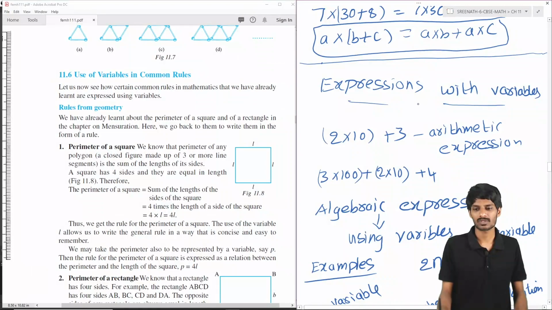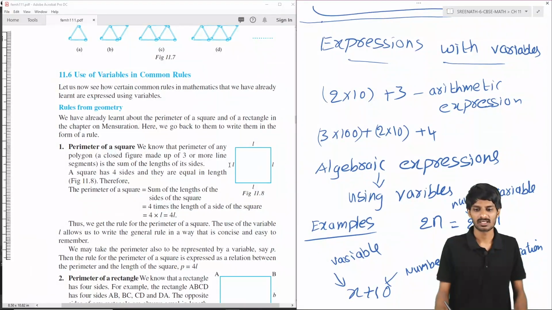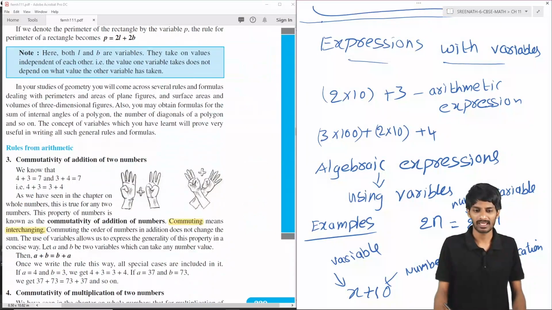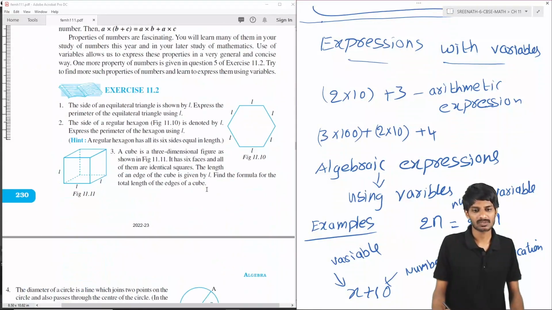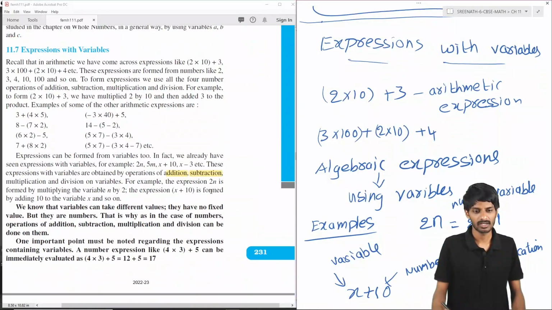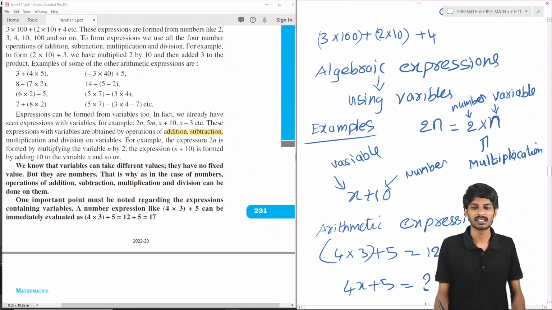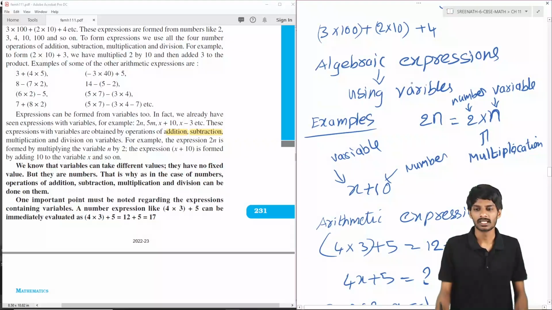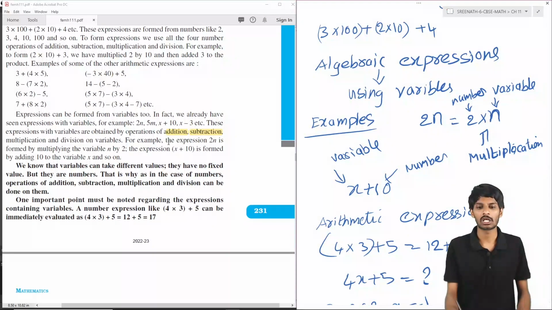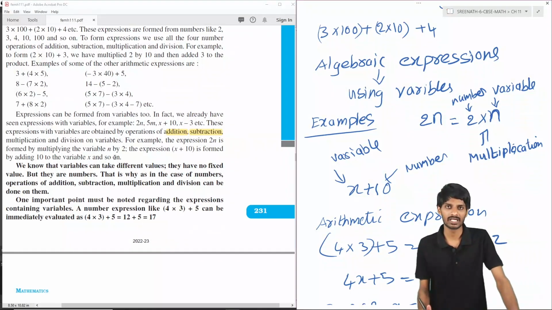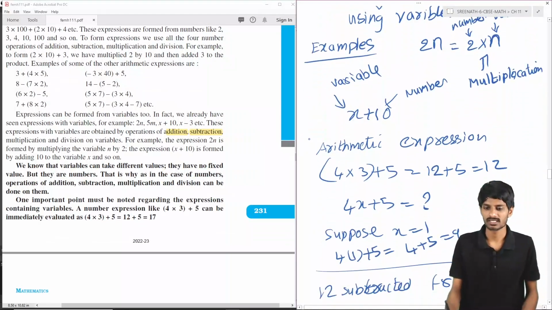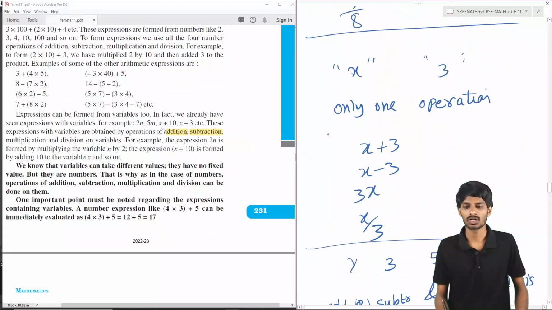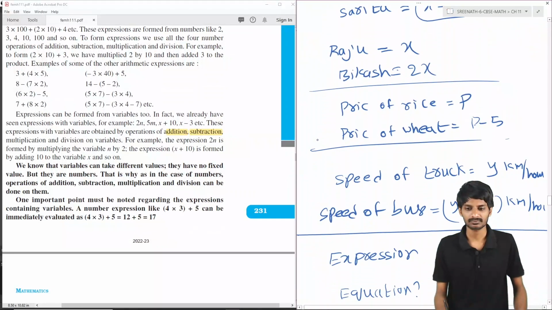The next thing is expressions with variables, students. What is meant by algebraic expressions, students? In algebraic expressions, there are variables and mathematical operations like addition, subtraction, multiplication and division between variables and numbers, students. Okay, that is it regarding algebraic expressions, students.